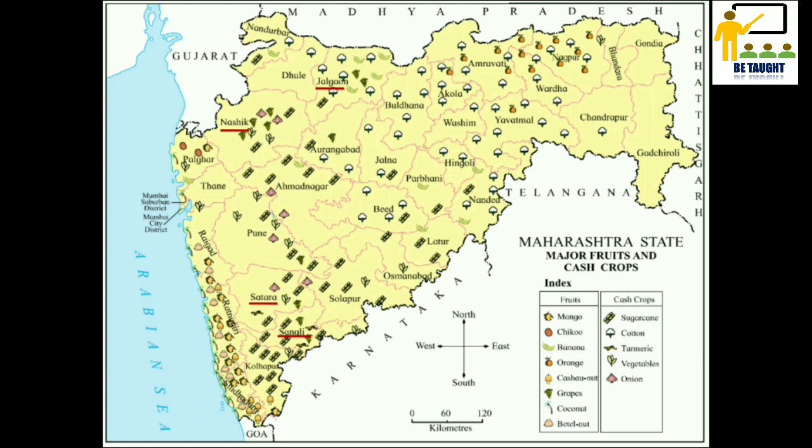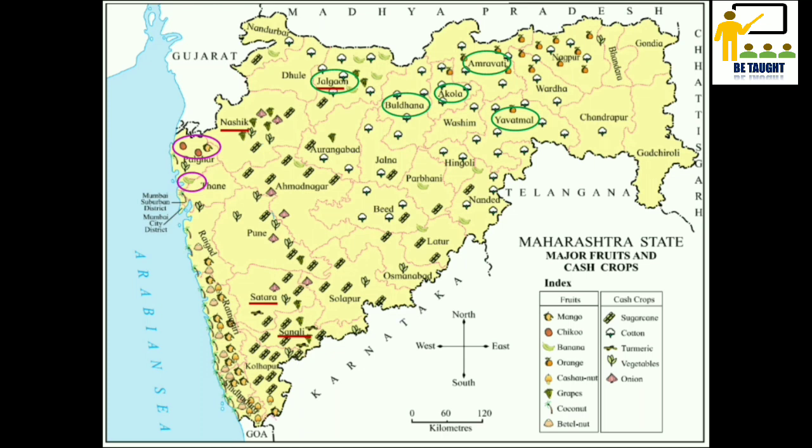Circle the names of cotton growing districts. Akola, Amravati, Jalgaon, Buldhana, Yavatmal. Name the fruits and crops grown in Thane district. Chikus, mangoes, bananas and vegetables.